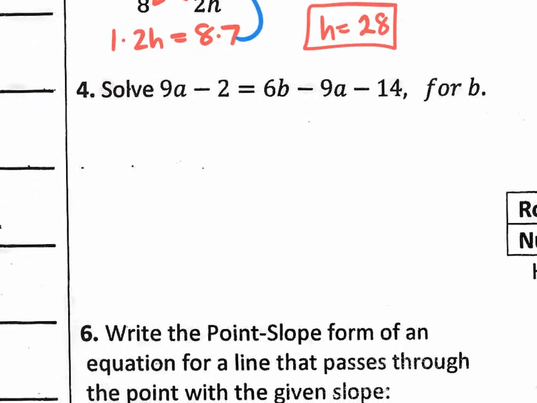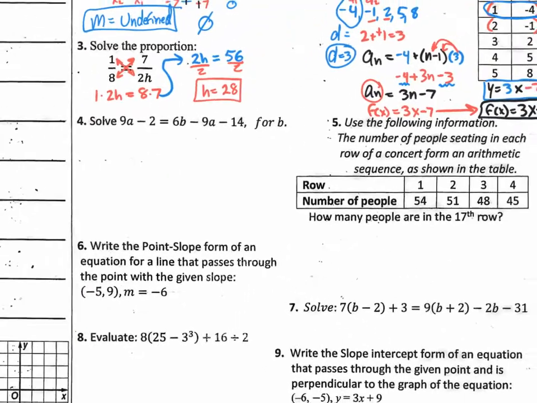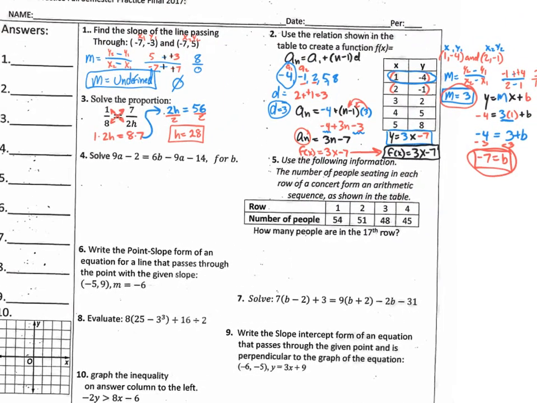Let's take a look at number 4 down here. Wow, it's kind of confusing the way I numbered everything, huh? Yeah, 1, 2, 3, 4, 5. So yeah, it jumps around.